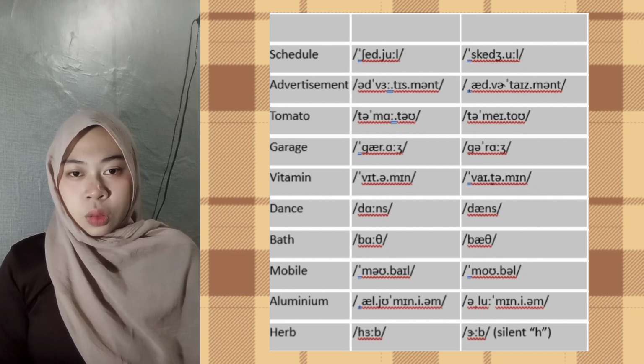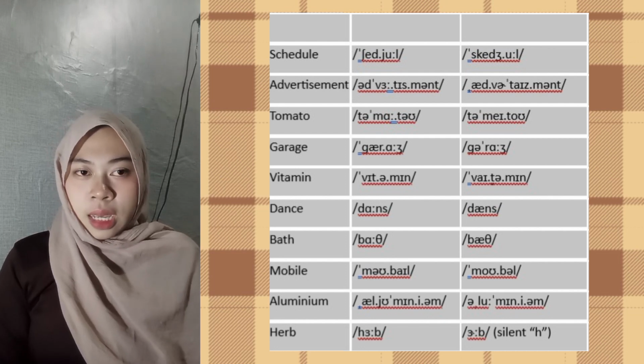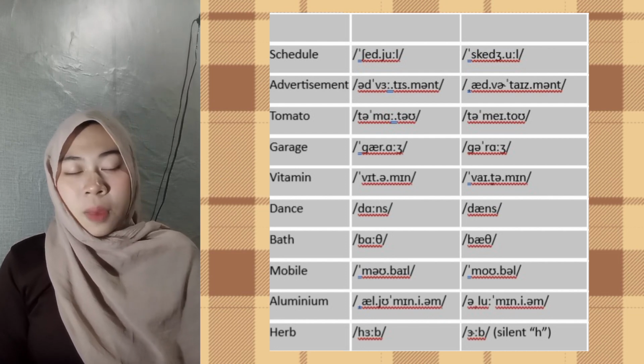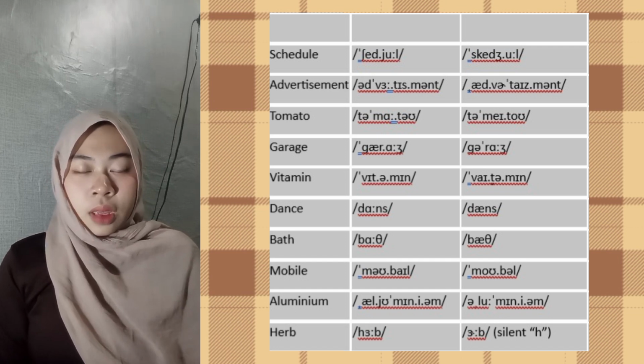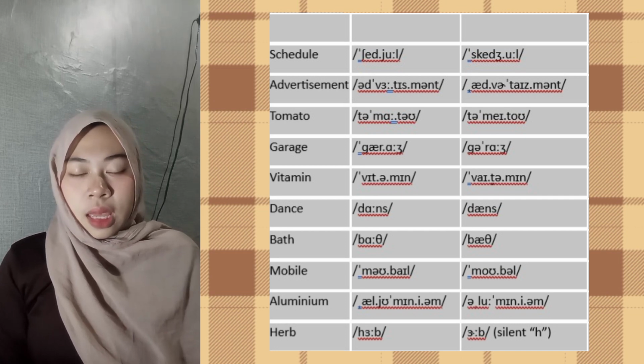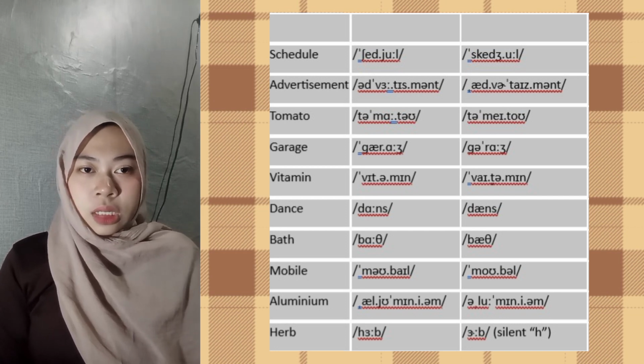And then tomato, for the British accent, it's tomato or tomato. For American accent, it's tomato. And garage, for the British English accent, is garage, and American accent is garage.